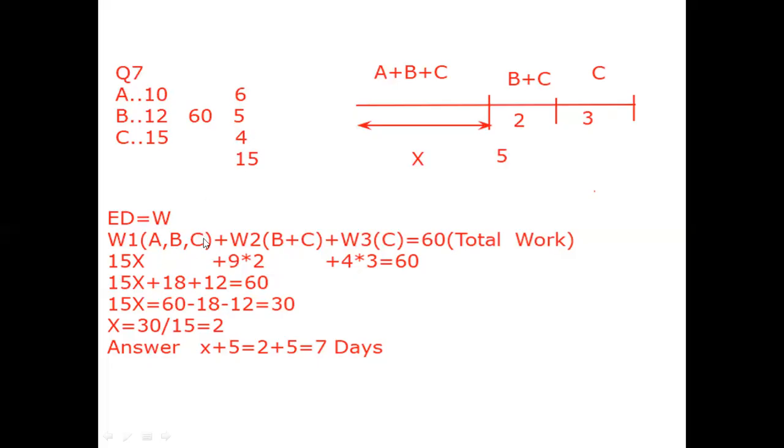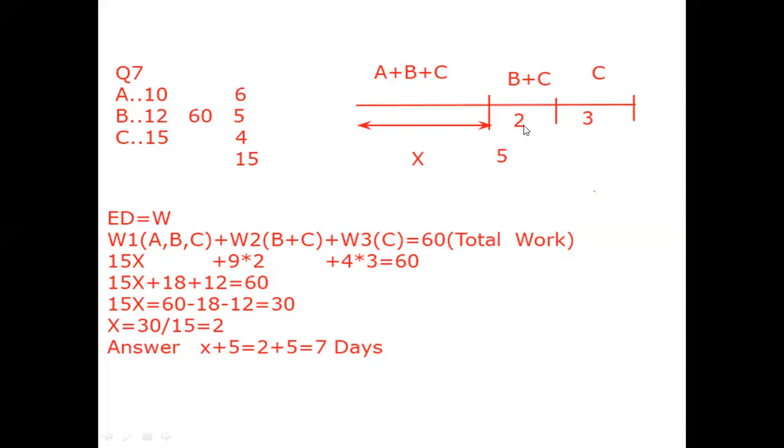Now I can say work done by ABC in X days plus work done by B and C in 2 days plus work done by C in 3 days is equal to total work 60. I'm again using the formula E times D. What is the efficiency of ABC together? 15. So I've written 15 here, times days of ABC, X.